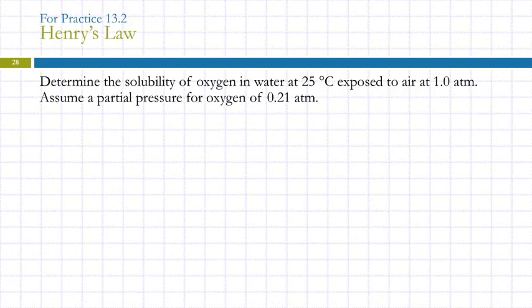Determine the solubility of oxygen in water at 25 degrees Celsius exposed to air at 1 atmosphere. Assume a partial pressure for oxygen of 0.21 atmospheres. So we've got air at 1 atmosphere, that's just like regular old air. Air is about 21% oxygen. So the partial pressure of oxygen is 21% of the 1 atmosphere, or 0.21 atmospheres.